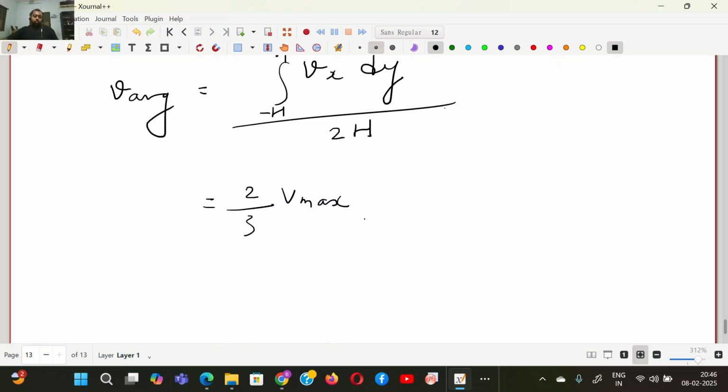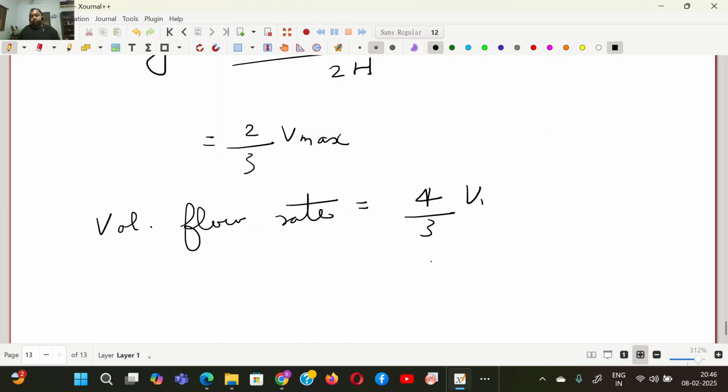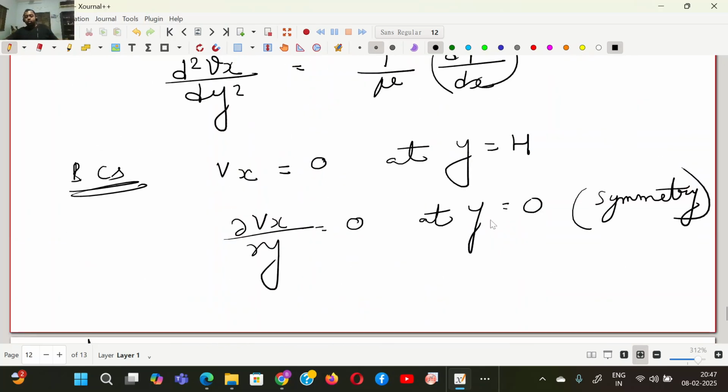And see whether the volumetric flow rate is equal to 4 by 3 Vmax. This also you have to solve. Very simple question, okay? So I already explained what to do.